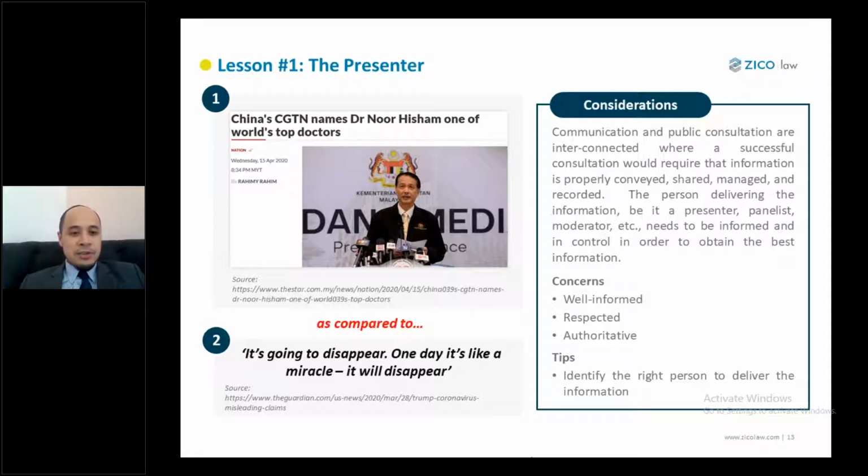And this is what he said in terms of the COVID situation. It's going to disappear. One day it's like a miracle, it will disappear. So this is how he addressed this issue. This is how he addressed the public on this issue.